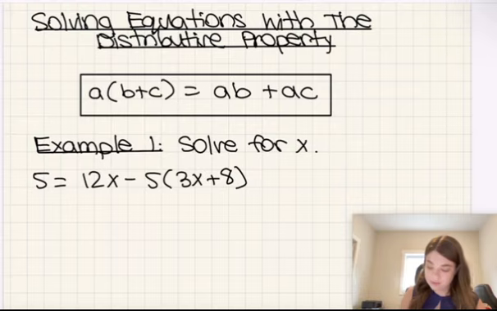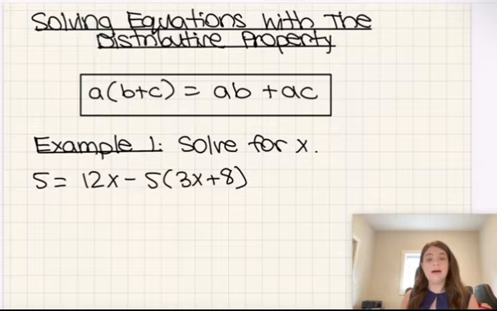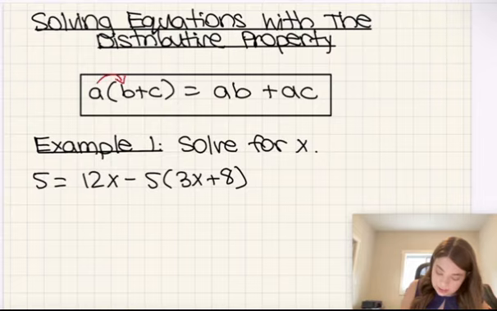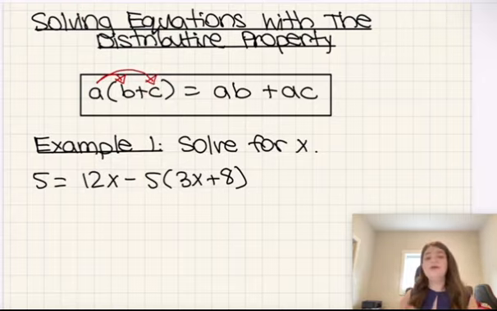Or, in other words, when we multiply A to a sum, B plus C, that is in parentheses, we need to multiply A not only by B, but also by C as well. We need to distribute the A throughout B and also throughout C.